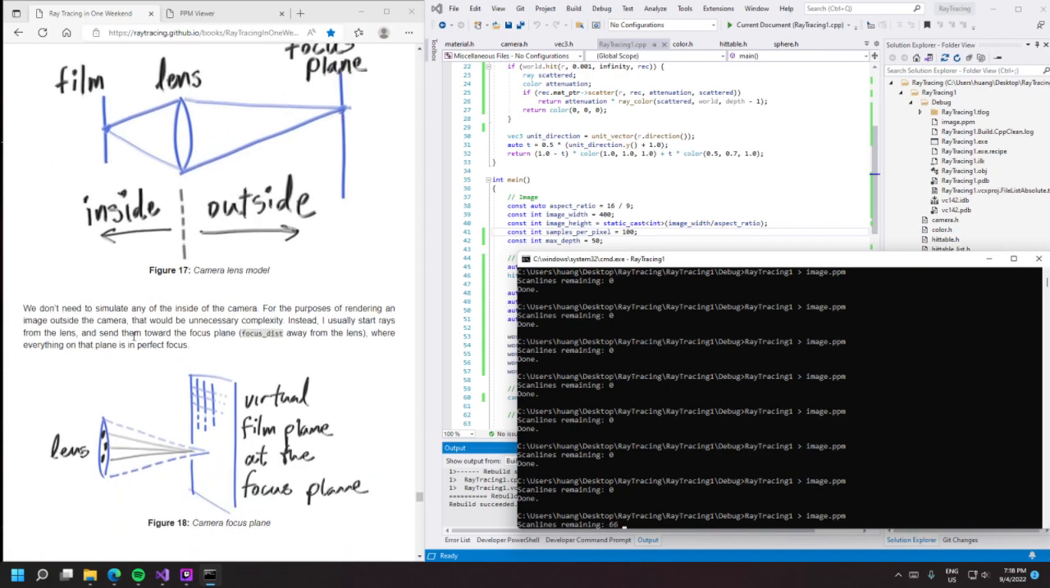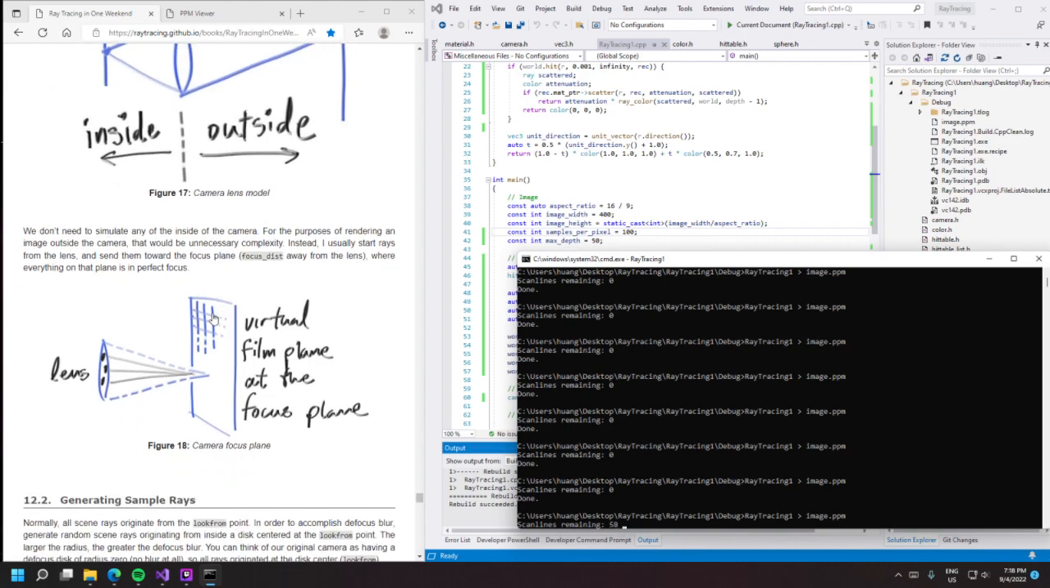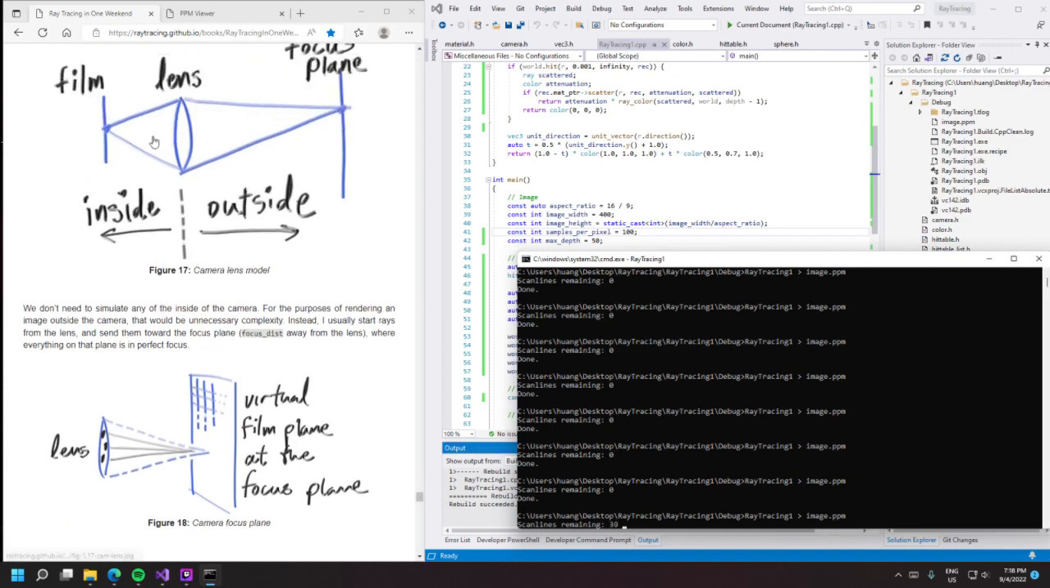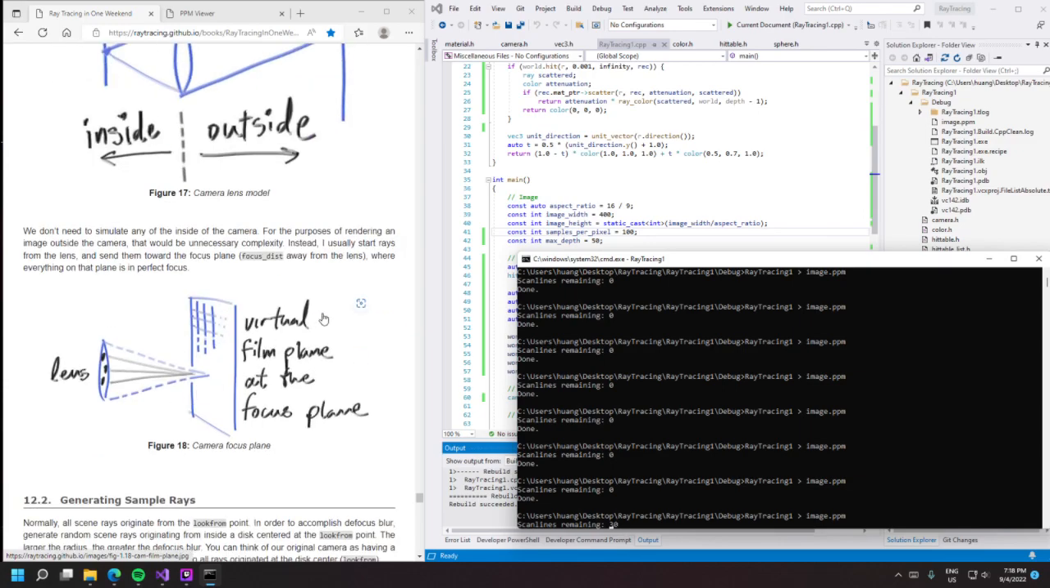Yes. We don't need to simulate any of the inside of the camera for the purpose of rendering an image outside the camera. That would be unnecessary complexity. Instead, I start the rays from the lens and send them toward the focus plane, where everything on that plane is in perfect focus. Okay.